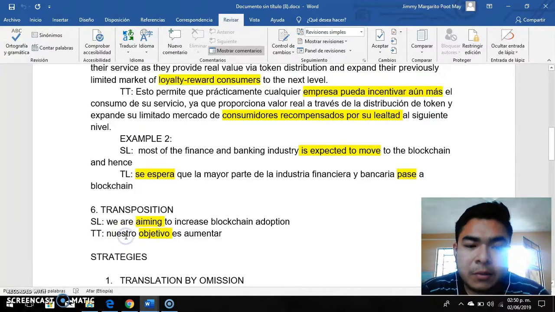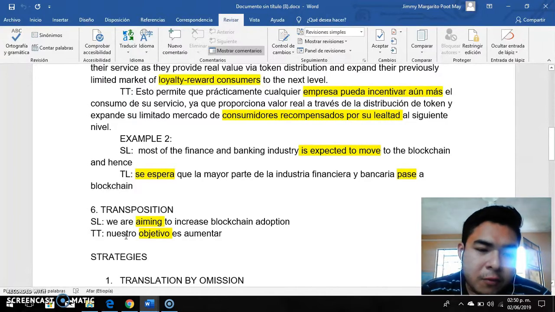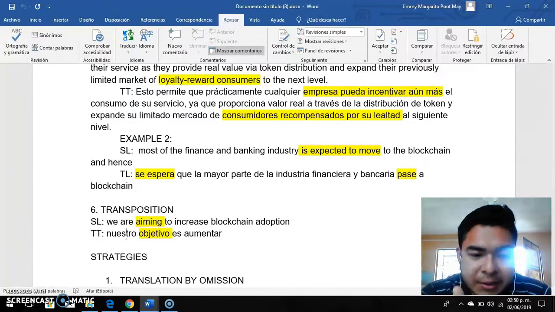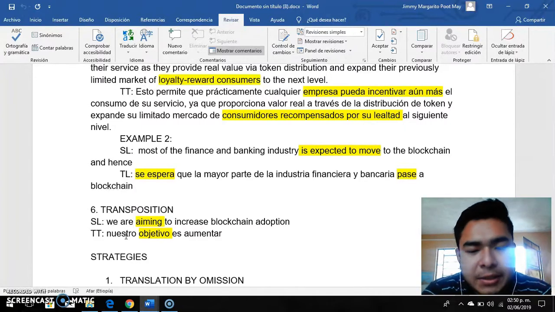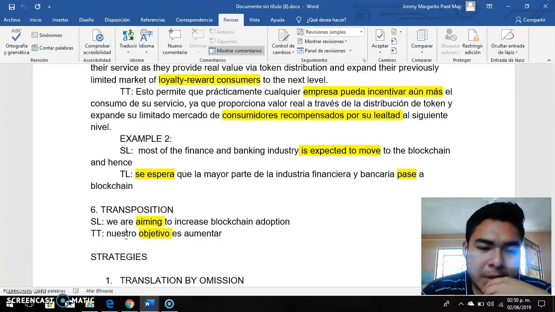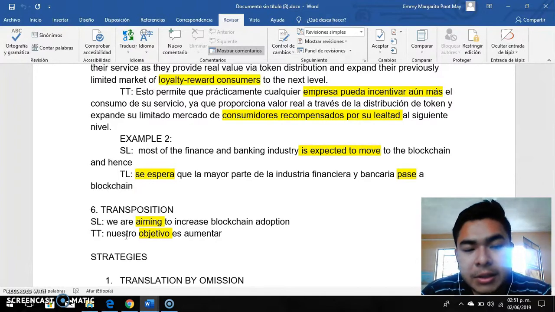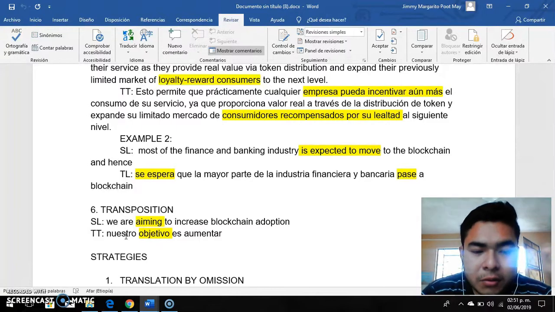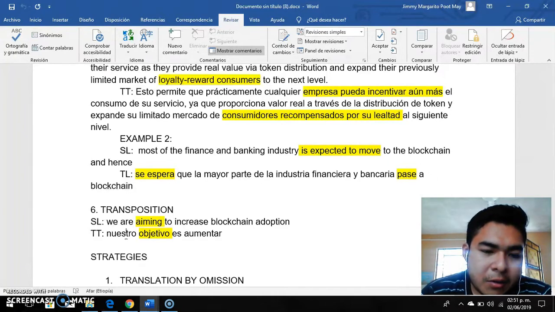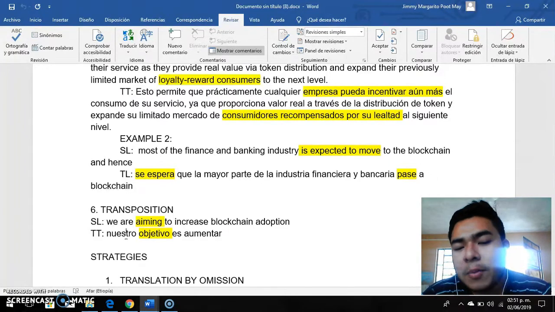Also, nuestro came from "we are", but in this part we can see that I changed a verb for a noun, and it was really good to translate in this way because many companies, when they are talking about their objective, their mission, their vision, use "nuestro objetivo" in order to convey what they want. So "aiming" was translated as "objetivo".